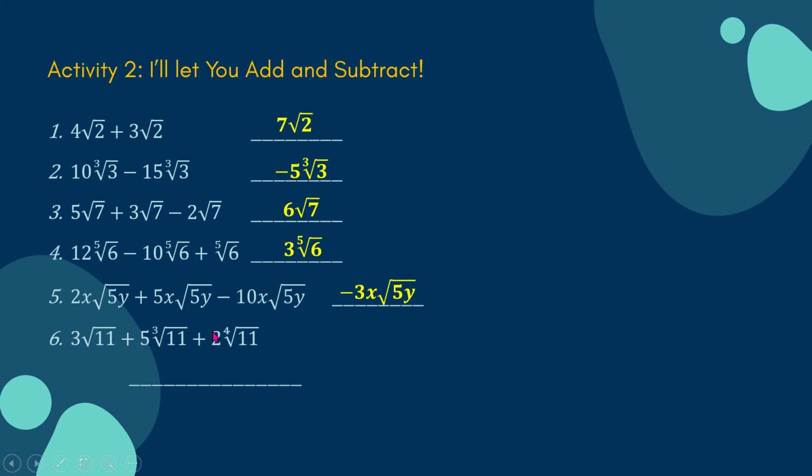The last one is pareho silang radical. They're not of the same radical. The given is 3 square root of 11 plus 5 cube root of 11 plus 2 fourth root of 11. So then log index, the indices are different, 2, 3, and 4. So therefore we cannot add the numbers outside even if they are of the same radicand but dahisag index. So the answer would be the same gihapon.